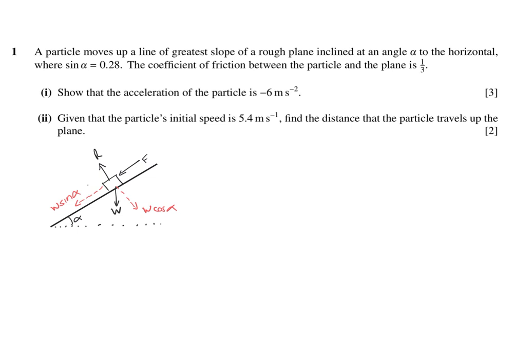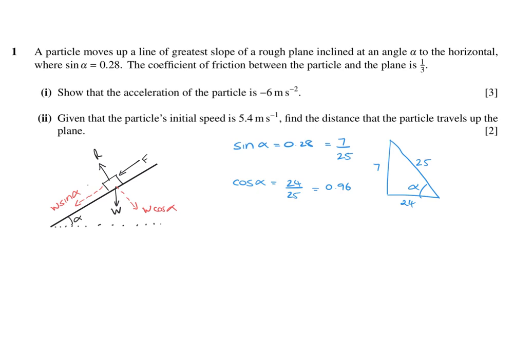Now we're given sine alpha in the question, but we do need to work out cos alpha. We can do this with a quick right angle triangle and use cos alpha equals adjacent over hypotenuse. So now I'm ready to use my F equals ma to find my acceleration.